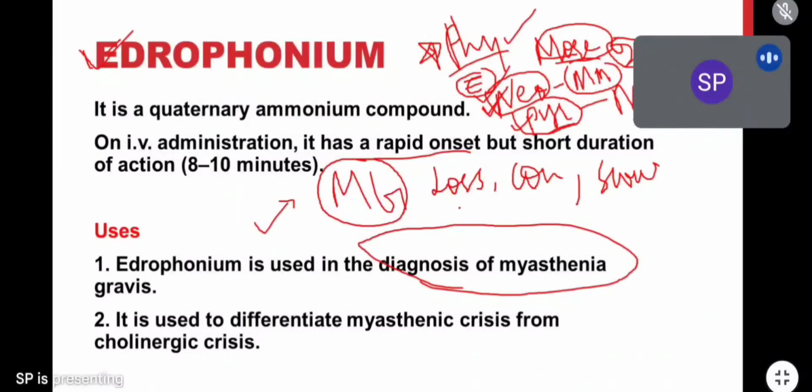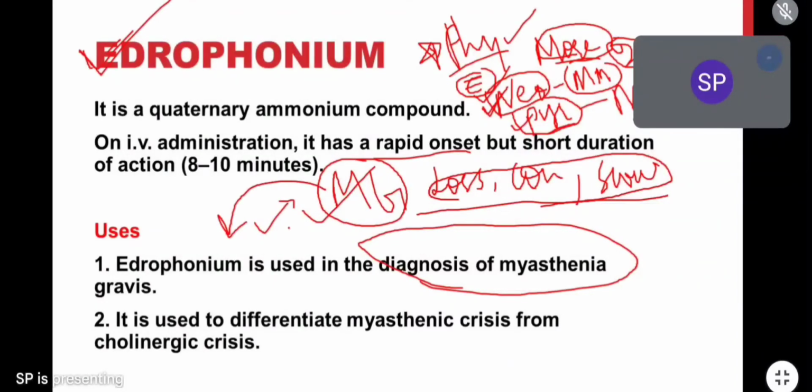तो यहाँ पे if patient has these symptoms, if endrophonium injection is given rapidly, suddenly within minutes ये जो पूरे signs and symptoms है ना, वो signs and symptoms पूरे कम हो जाते हैं. Immediately patient signs and symptoms will be improved, and after some time again patient will go with the normal signs and symptoms.